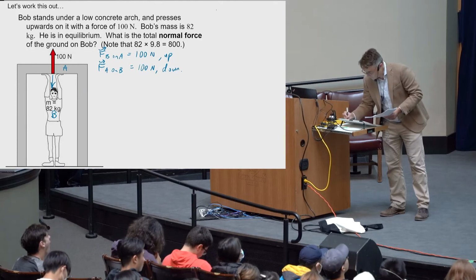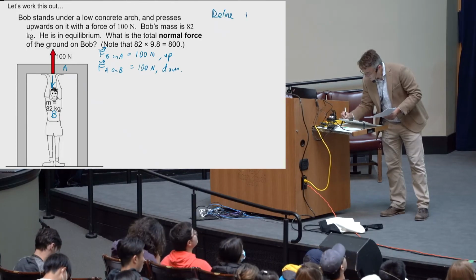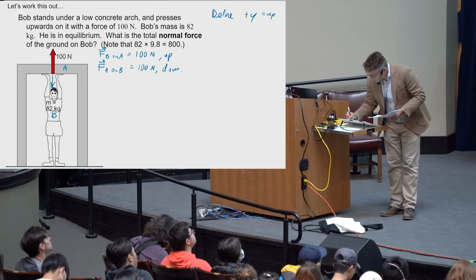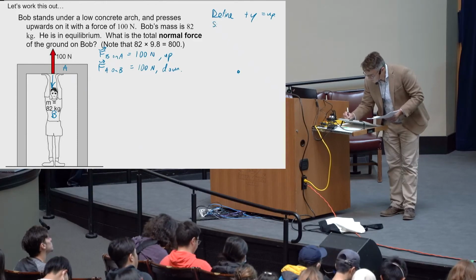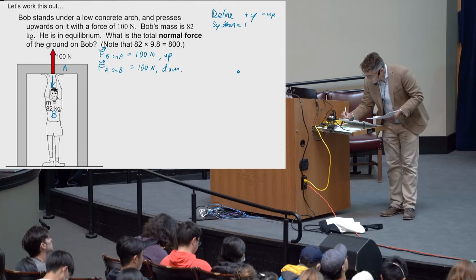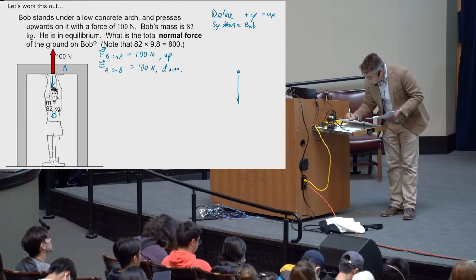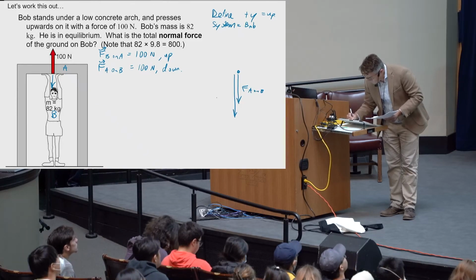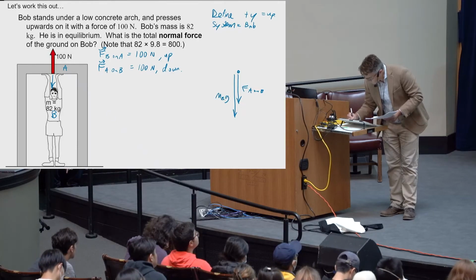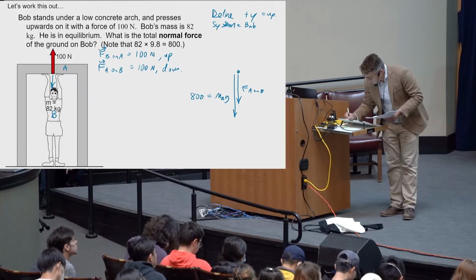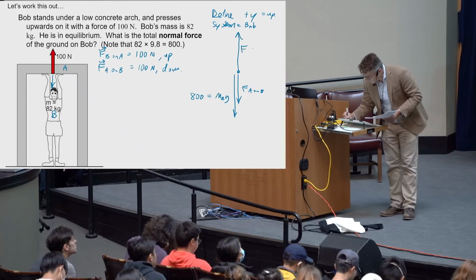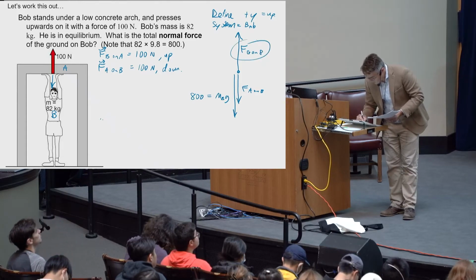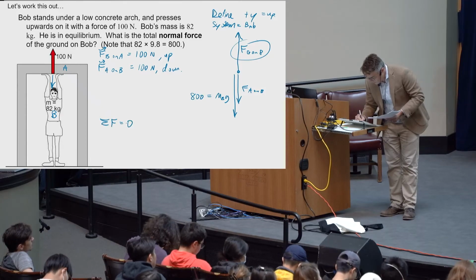So if I define plus y is up, then let's draw a force diagram of Bob. System is Bob. So what are the forces? I'm going to put this one, the force of the arch on Bob. And then there's another one, which is the force of Earth on Bob, mass of Bob times g. And that's the 800. And then this is the force of the ground on Bob. That's what we're trying to find. So the sum of all the forces on Bob is equal to 0 because he's not accelerating.